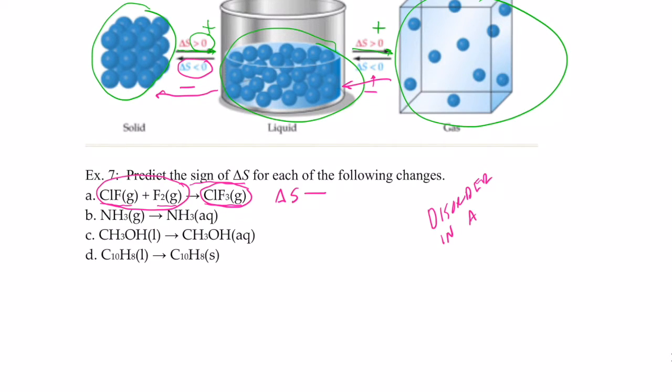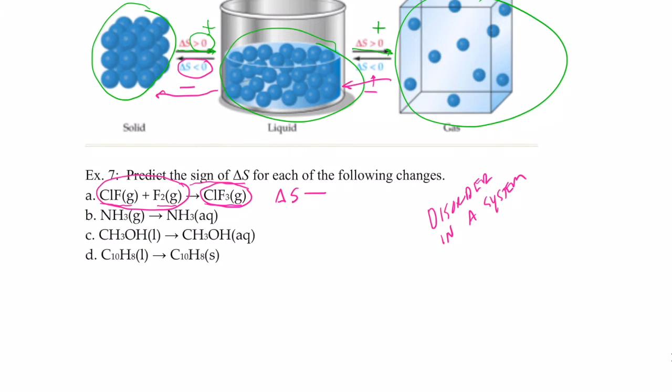Remember, entropy is the degree of disorder in a system. So when orderliness increases, entropy sign is negative. Try to remember that. Okay, you do B, C, and D, pause the video, come up with a sign, either positive or negative, for those, and we'll see how you did in a second.